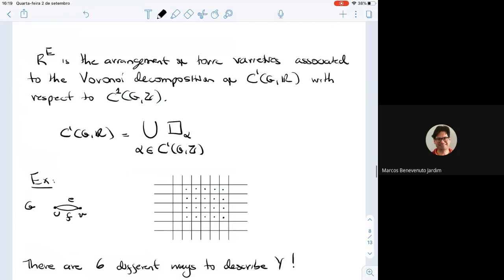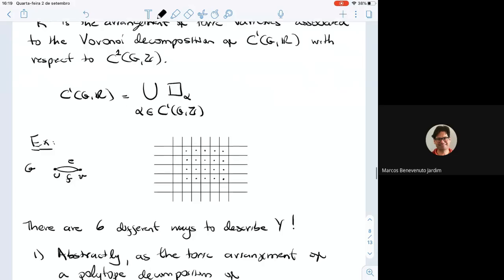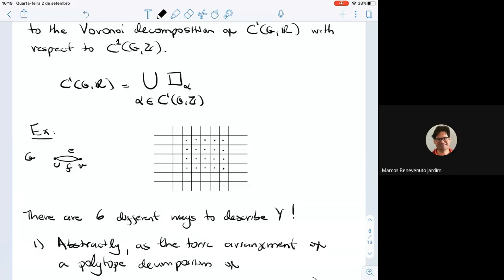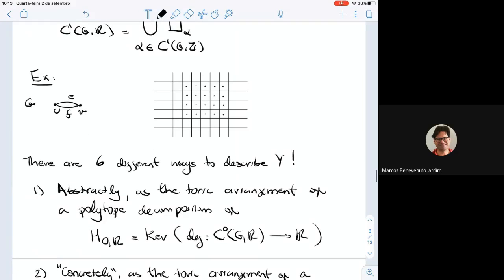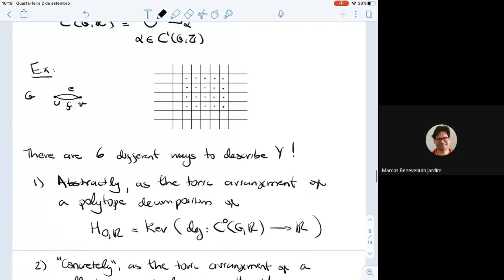So there are actually 6 different ways to describe my Y, the subscheme of R of E. And first, and that's what I'm going to present to you, as the toric arrangement of a polytope decomposition, not of C1 of GR, but of H0 of R, which is the kernel of the degree map. I said abstractly because you don't see this embedded into RE. Right? It's just an abstract variety.